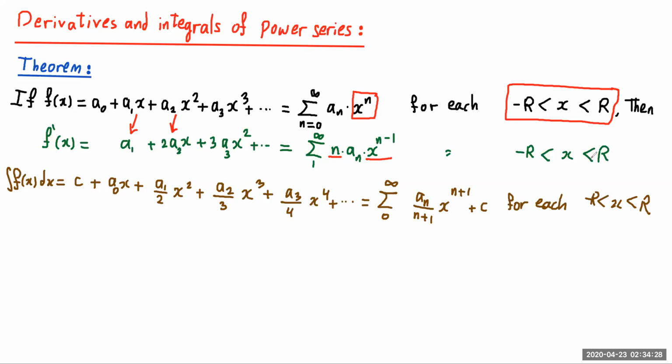And also the integral of the function f(x) is given by a constant plus the integral of a0, which is a0x, the integral of a1x, which is a1 over 2 x power 2, etc. Now the integral of x power n is x power n plus 1 over n plus 1, times an, plus your constant. So we can write the sigma like this. This is the Maclaurin series of the function integral of f(x) on the interval (-r, r).